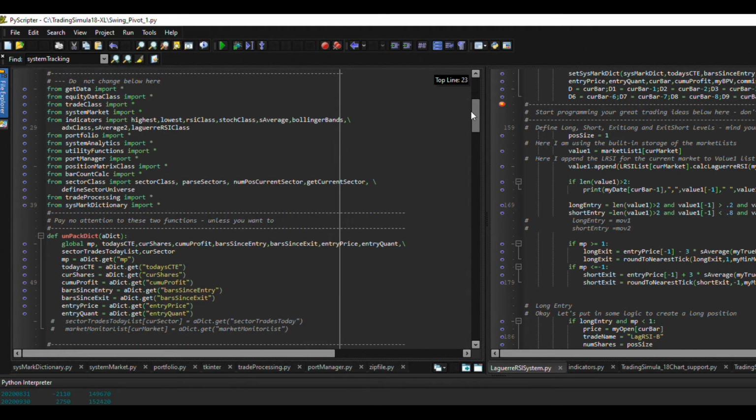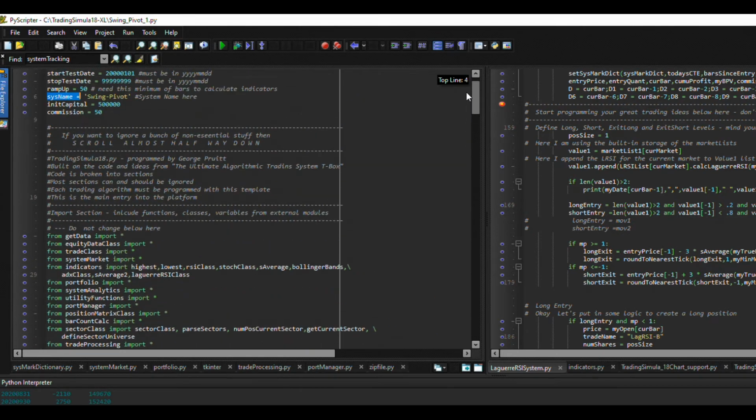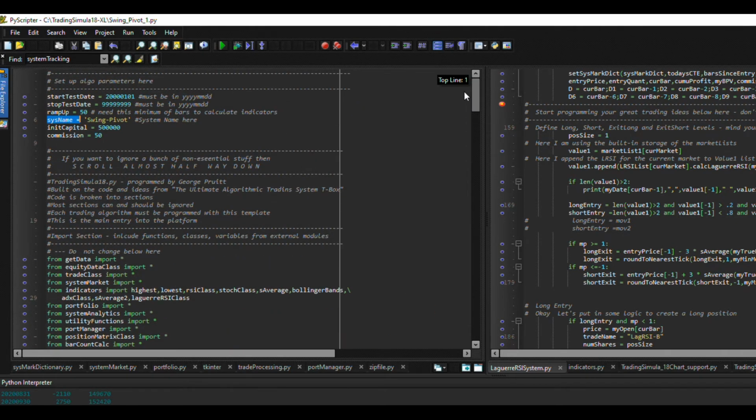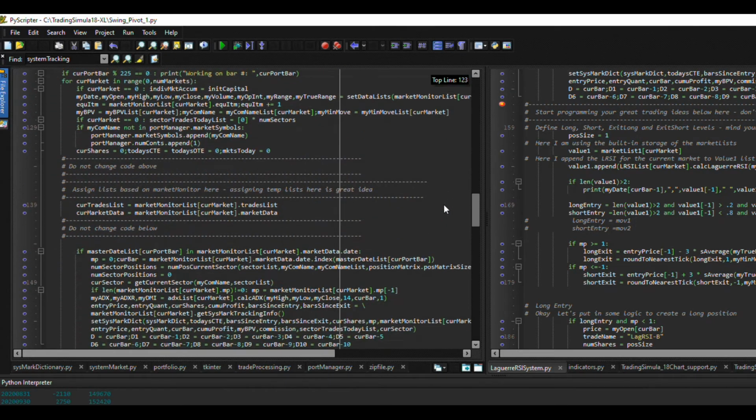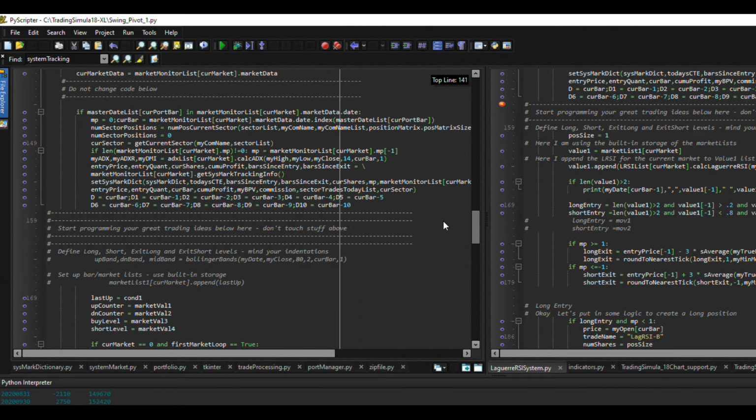So we can scroll down. You can ignore all this as it says. Scroll almost halfway down. So let's go almost halfway down. And we are there. It's a little more halfway down, not much.